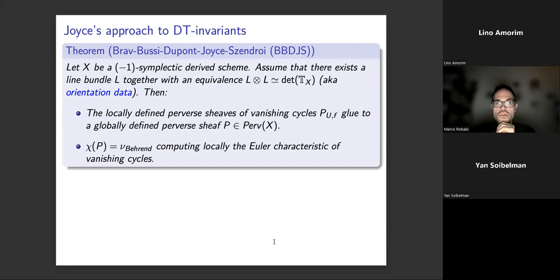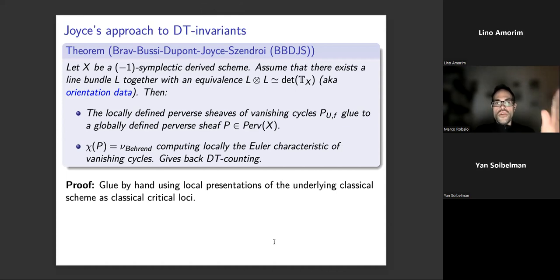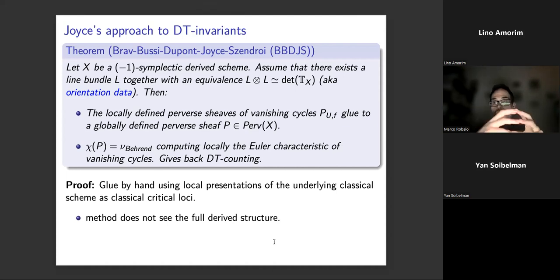So this is their theorem, as you just commented. This theorem has a long history, as you also just said. So the idea essentially is that these locally defined vanishing cycles, locally this function gives you the Euler characteristic of vanishing cycles, which gives back the DT counting. So the proof of this that Joyce and his collaborators give in the paper is essentially achieved by gluing local presentations of your -1 shifted scheme as classical critical loci. You glue and you solve by hand the possible ambiguities in the choice of U and F.